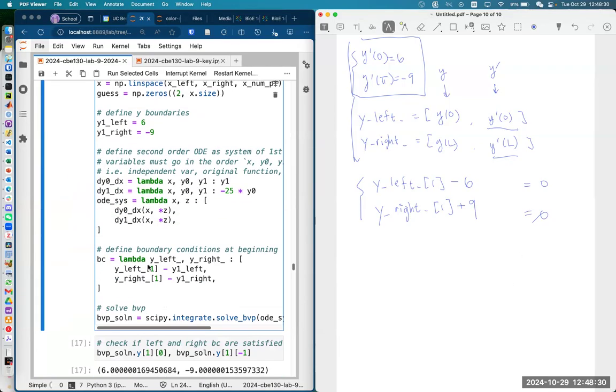So when we're defining it in Python, we have y left index 1 minus the constant 6. And then we have y right index 1 plus 9. Here the 1 denotes the order of derivative, so first derivative. Any question?